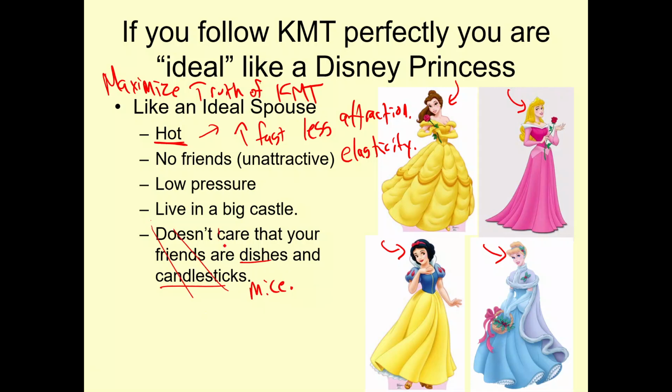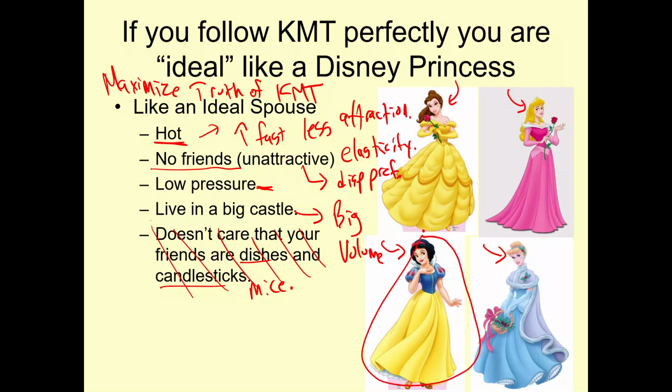Okay. So we're going to point, that's the no friends. They're unattractive. Okay. So what that means in chemistry is you prefer to have dispersion over the other ones. Low pressure, so when I just read the pressure is that. Live in a big castle, what that means in chemistry is a big volume. Now what I mean by low pressure is you never heard Snow White saying, oh, Prince Charming, or whatever your name is, we have to get married and move our lives forward together.